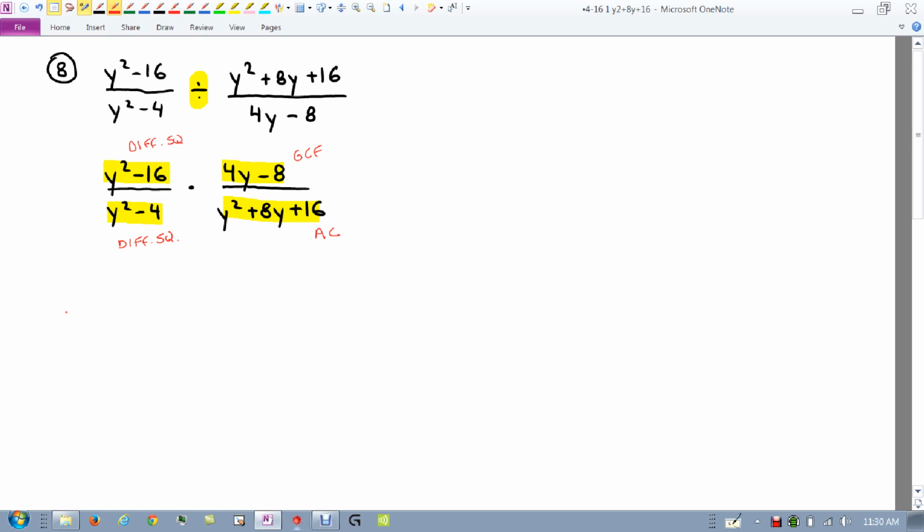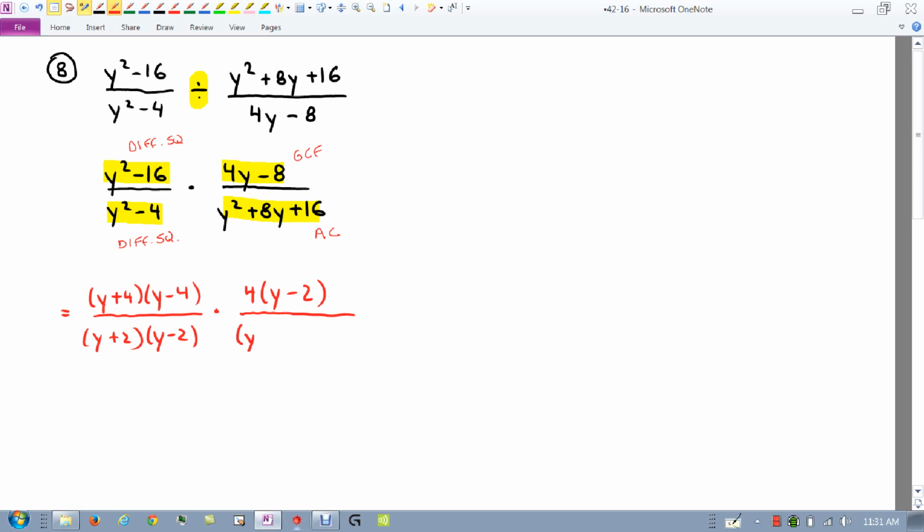So again, assuming you could do each of those, top left becomes y plus 4, y minus 4. Bottom becomes y plus 2, y minus 2. Times, factoring a 4 out, top right, you get y minus 2. And then AC method on the bottom, you get y plus 4 times y plus 4 again. And now, since there's multiplication, I can start canceling. I have y plus 4, y plus 4, y minus 2, y minus 2. Nothing else cancels. So I'm left with on top a 4 and then this. So 4, y minus 4.